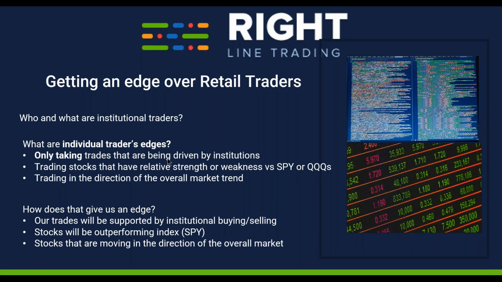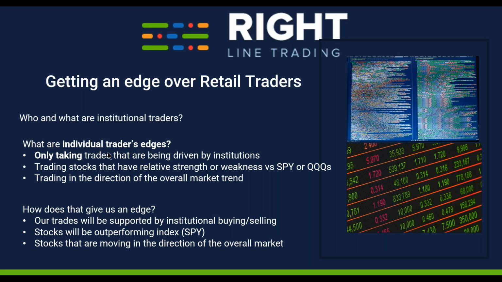So what all retail traders are trying to do is get an edge over other retail traders. We're not going to take money from the institutions. That's a fallacy. You're not going to be able to take money from the institutions. We're out there trading against other individual traders, which means we have to have an edge. And every edge we can get makes us more likely to have a high win rate.